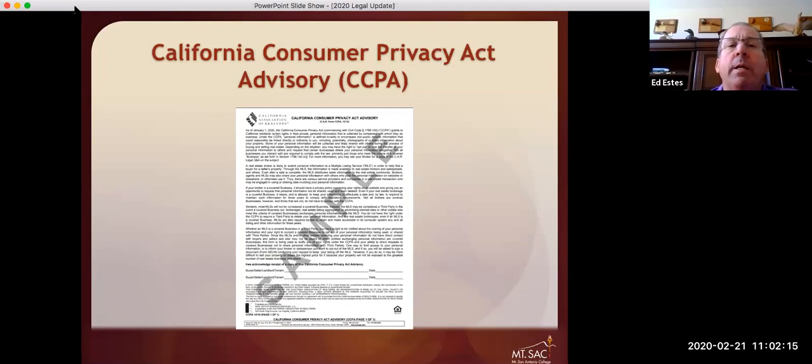The California Consumer Privacy Act Advisory, or the CCPA. For those of you who are old enough, it kind of reminds me of the initials of the old Soviet Union, right? This is the form that we would use to disclose to our sellers and buyers that information gained from the property is going into the MLS and that information is going to be distributed.